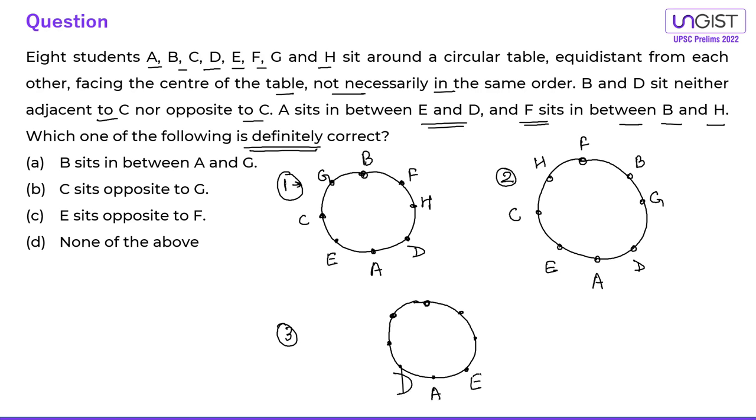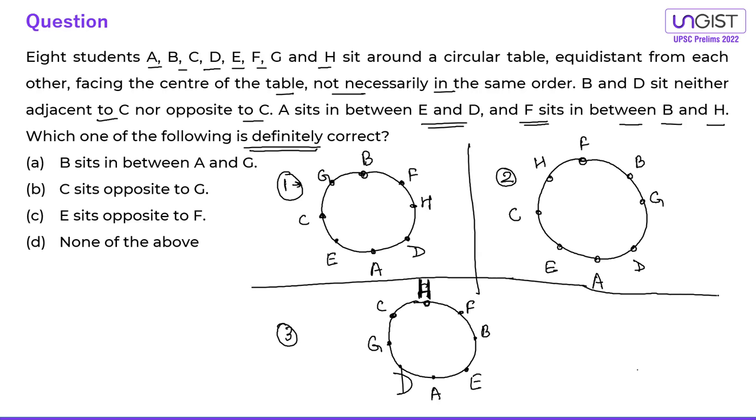So third seating arrangement, A sits between D and E. After that, F sits between B and H. Let's say this is H. And after that, B and D are neither adjacent nor opposite to C. So C will be here and G is here. Okay, guys. So there are three possible combinations that we have got from the given data. All right. So now the question is, which one of the following is definitely correct?